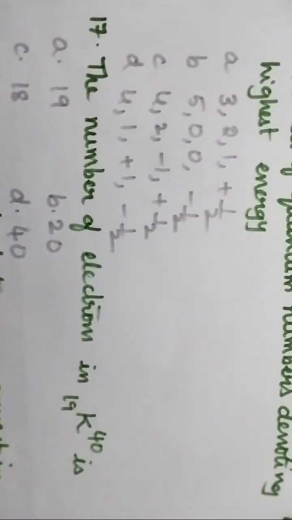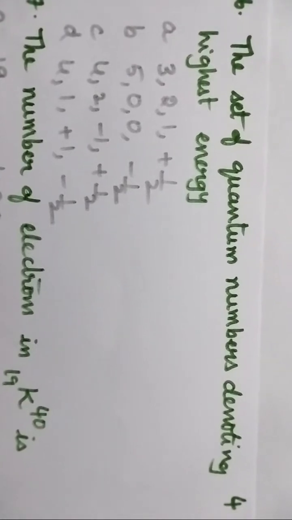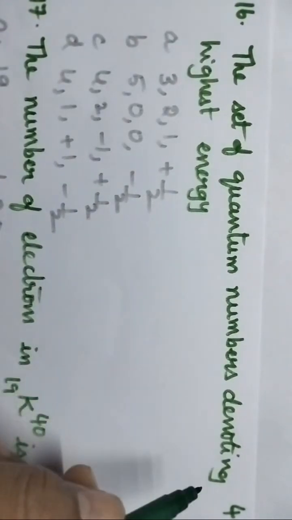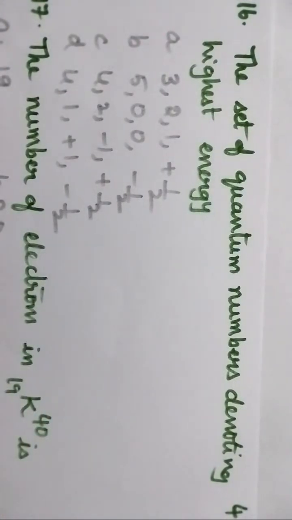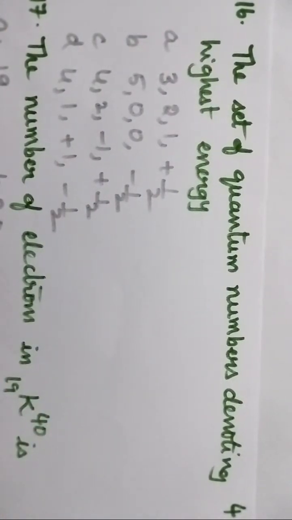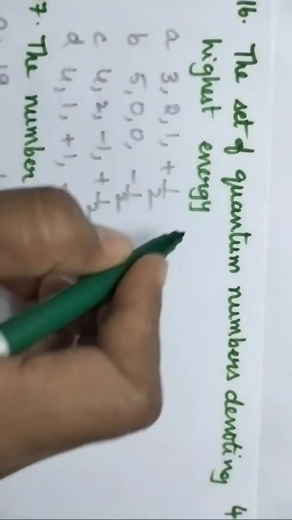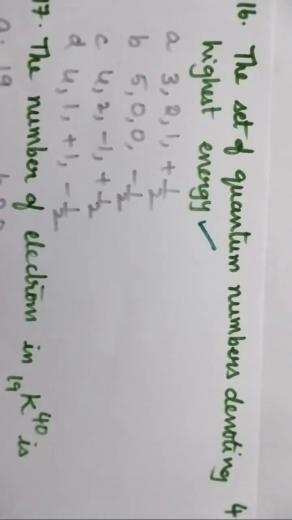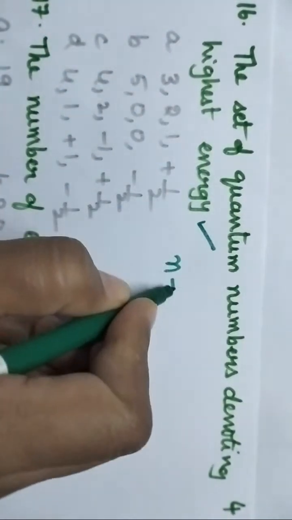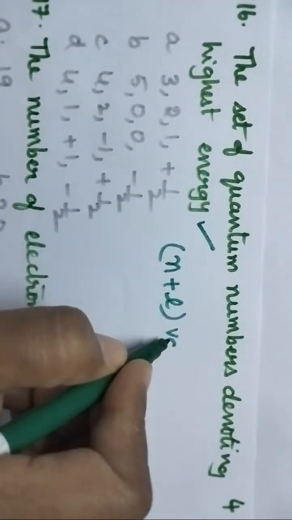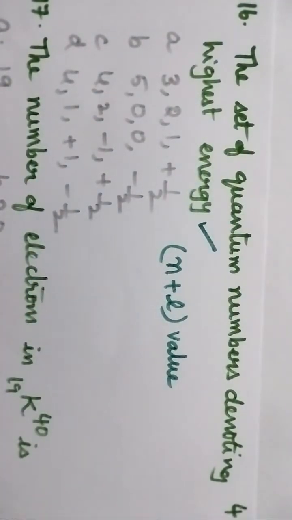Let us discuss a few more multiple choice questions. The set of quantum numbers denoting the highest energy. Very interesting question. In the given quantum numbers, which orbital has the highest energy? Guess. How to calculate the energy of the orbital? By following the n plus L value. You just calculate the n plus L value, then you will get the right answer.